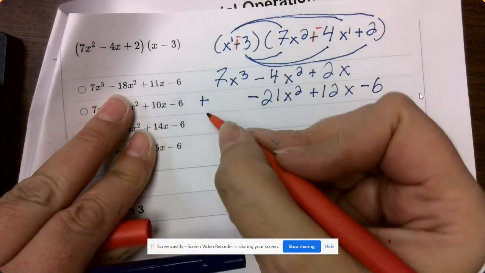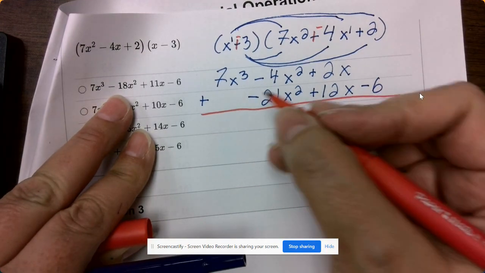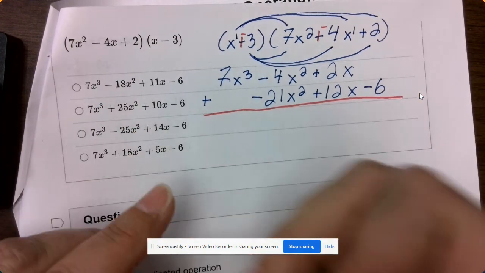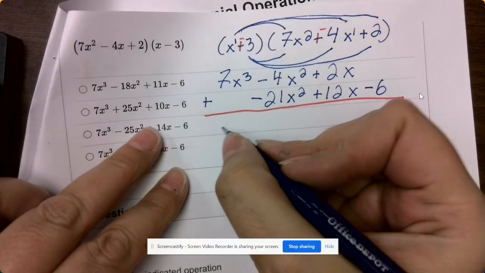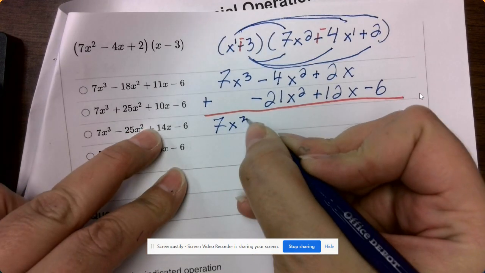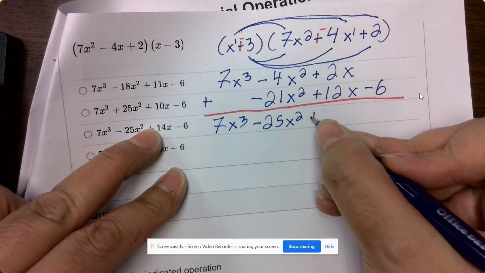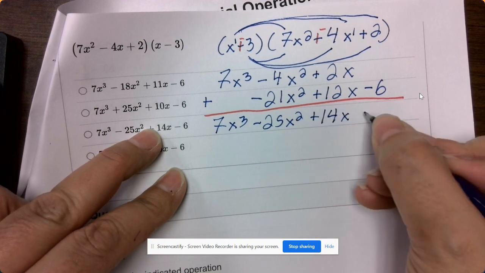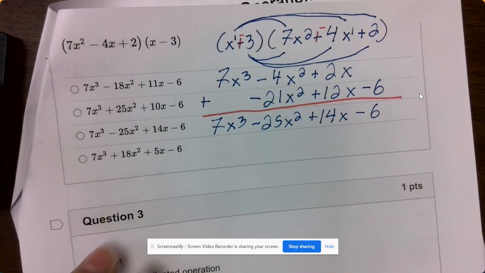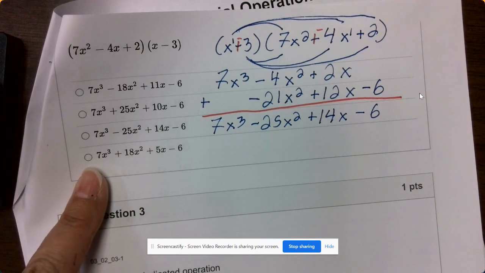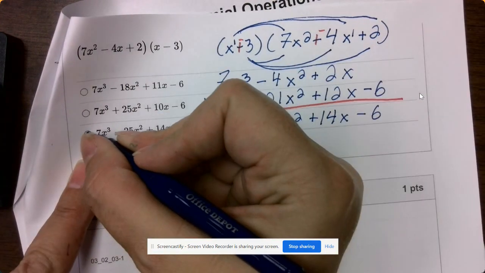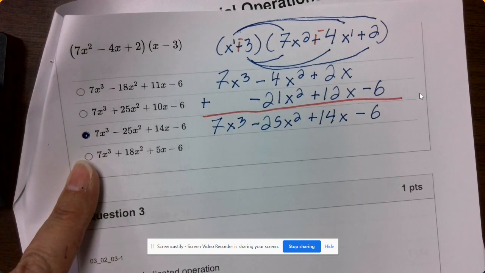Now we're going to add them together. So just bring that 7x down, 7x cubed minus 25x squared plus 14x minus 6. So we look at which one matches, and look at this one. If you don't have a match, everybody, it means you need to redo it.